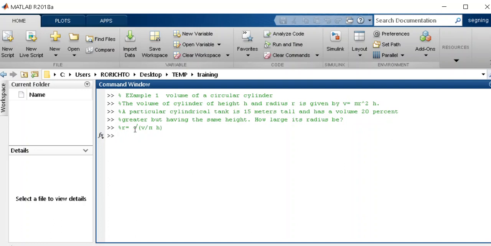For example, to compute the square root of 9, you can simply type sqrt, parenthesis, 9, then press enter, and there is the answer. We will see more MATLAB functions in the next few videos.